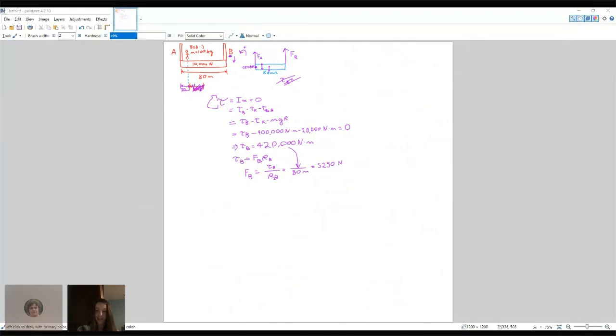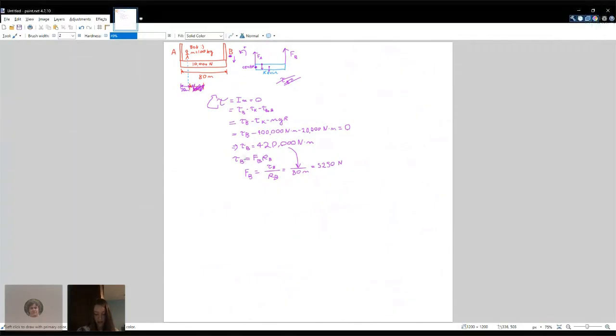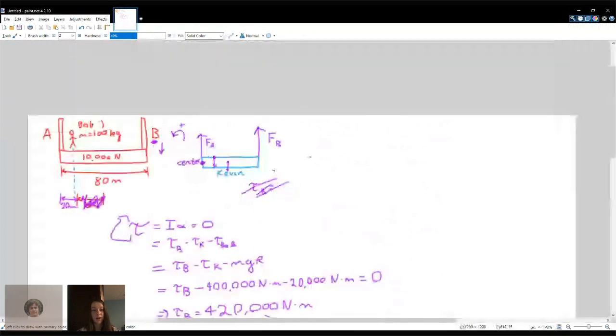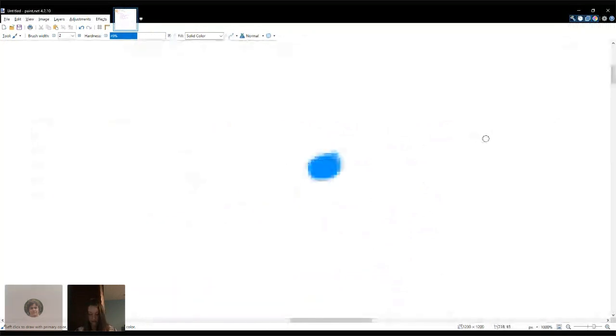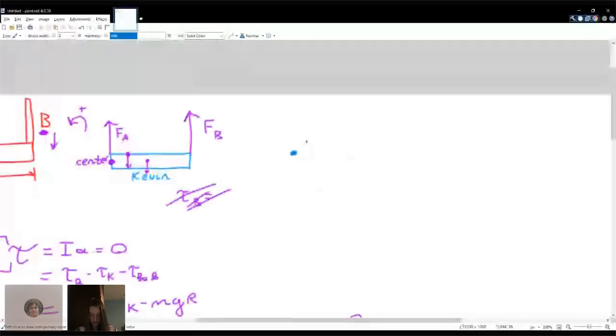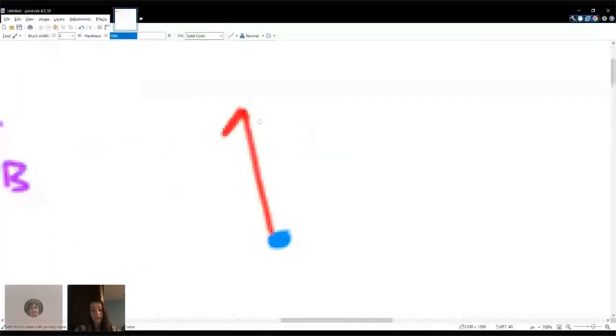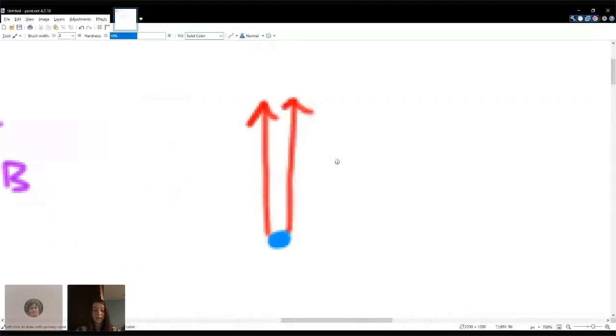Okay, so what we're going to do now is, we have to find pillar A. So we're going to use the sum of the forces, right? Yes. There's a lot of forces here. So we have force A and B pointing up. Yes. And then force of Bob and Kevin pointing down. Yes.